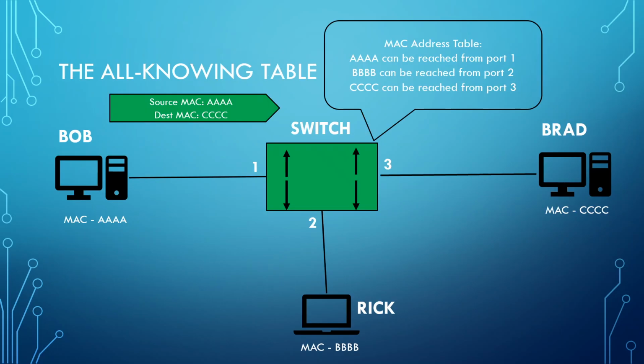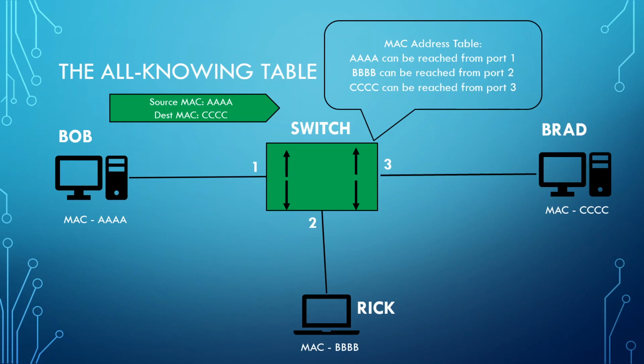And so this diagram shows the MAC address table, or as I like to call it, the all-knowing table. The MAC address table, as you can see, is built like this. It lists the MAC address and also the port that device can be reached from. In this case, the switch knows, okay, I can reach Bob, who's got MAC address AAAA, via port 1. I can reach Rick with the MAC address BBBB via port 2, and I can reach Brad via port 3, as Brad has the MAC address CCCC.